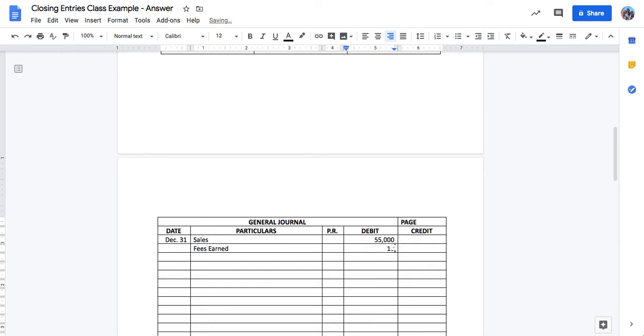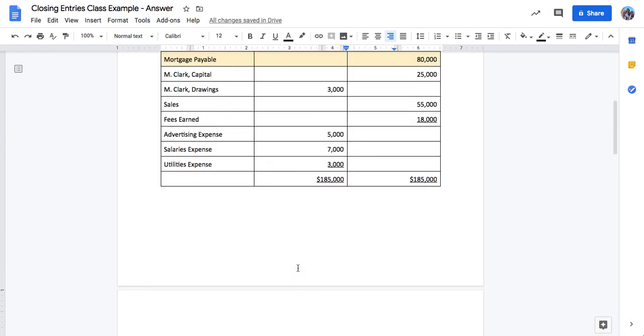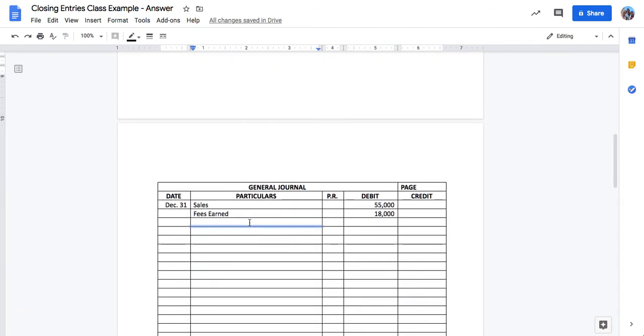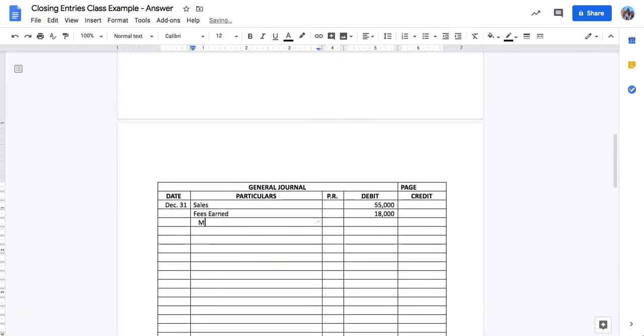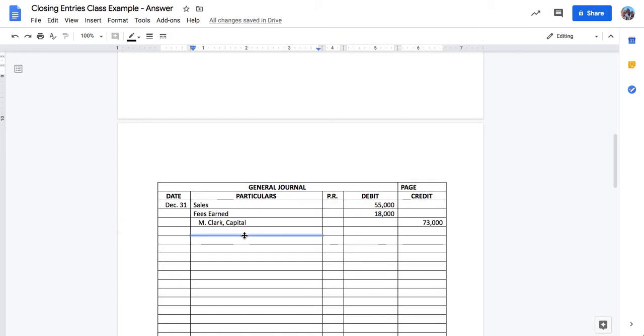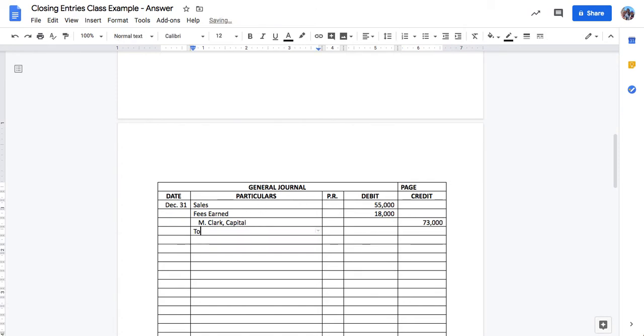55,000 and 18,000. So by debiting them, those accounts now have a zero balance when I look at them on January the 1st. And what I want to do is give that to the owner, M. Clark Capital. So I'm going to add these two numbers together, and 55 plus 18 is $73,000, I believe: 55, 65, 73. And I'm going to say to close revenue for the year.